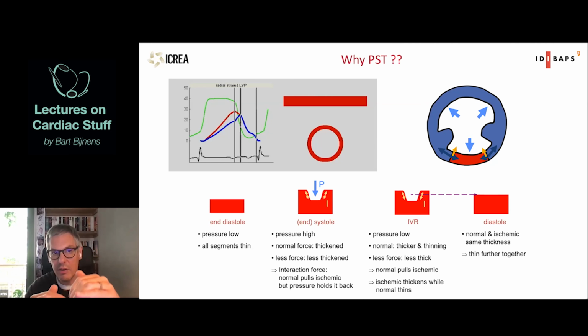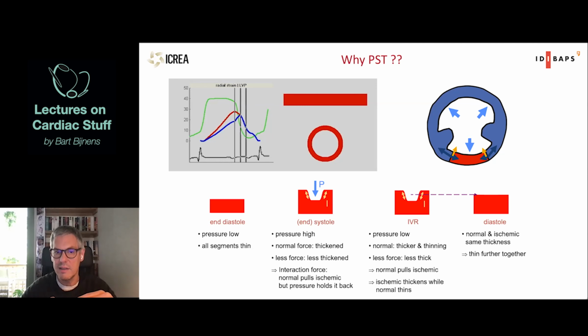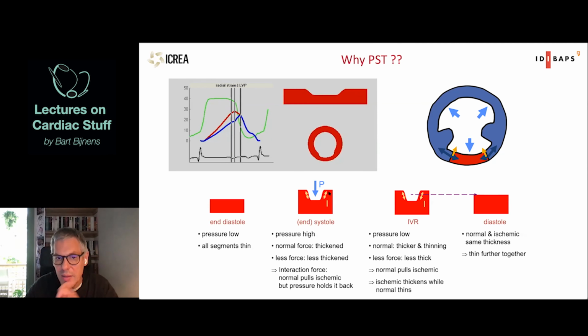The thin myocardium will start to pull down the thick myocardium, up to the point that they have the same thickness, and then they will thin further together at the same time. So that's shown here. You see both the same at end diastole, at end systole or end ejection. We have this situation with thick normal myocardium, thin abnormal myocardium, pressure holding this in a stable situation, but having interaction forces. When the pressure drops away, we only have the interaction forces, and you start to get thinning up to the point that they have the same thickness, and then they go down together.